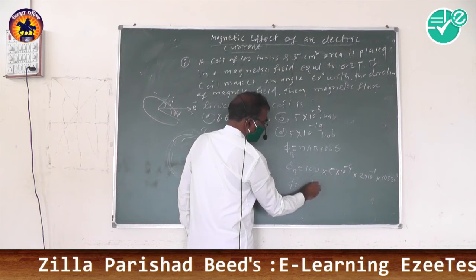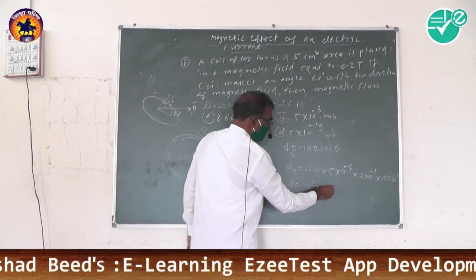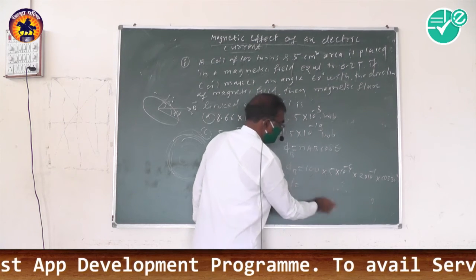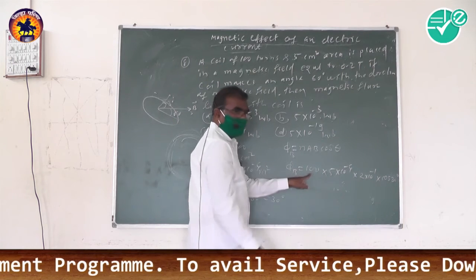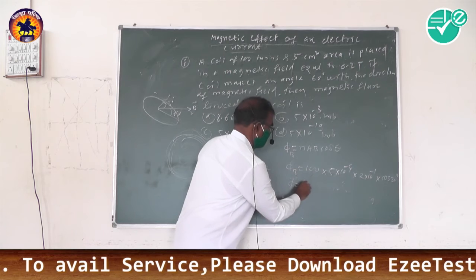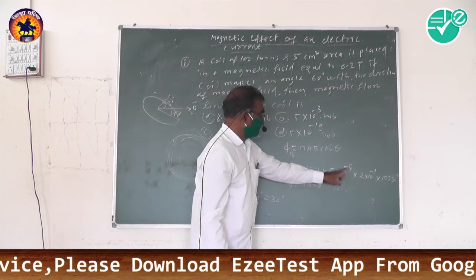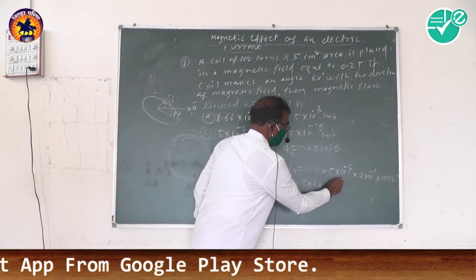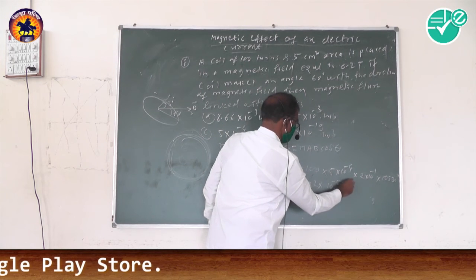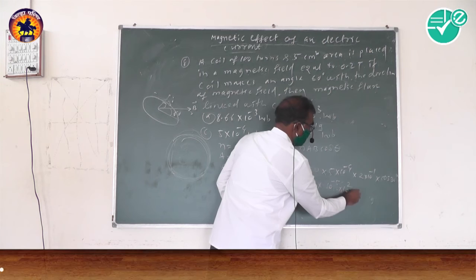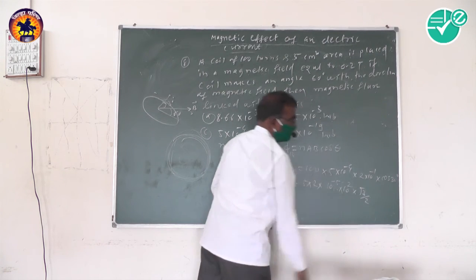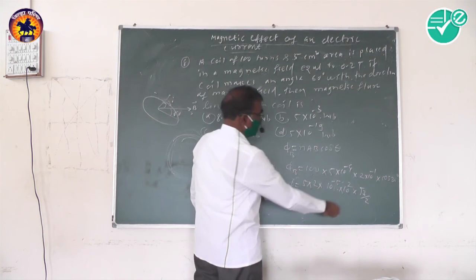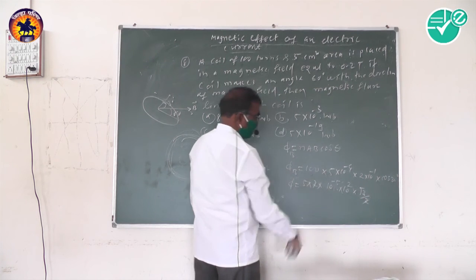100 is written as 10 raised to 2, so 5 into 10 raised to minus 4 into 10 raised to 2 gives 5 into 10 raised to minus 5 into 2. The value of cos 30 is root 3 by 2. Here the 2s get cancelled.